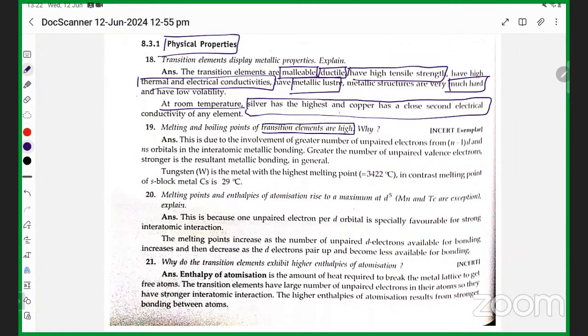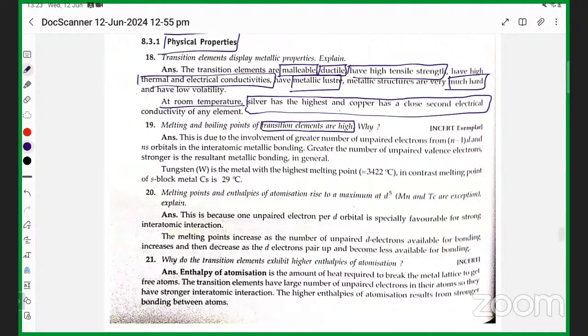What is the reason behind this? Why are the melting and boiling points of transition metals high? Sir, more unpaired electrons. They are all involved in bond formation. With more unpaired electrons, they form interatomic bonds, and since they form interatomic bonds, the melting and boiling points are high.